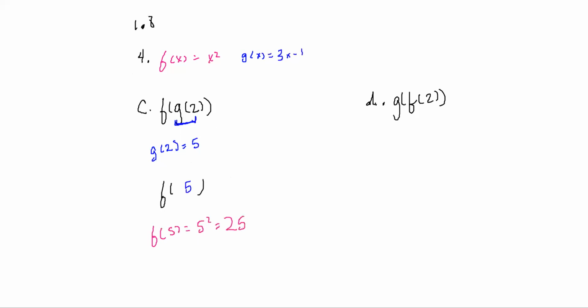So basically, this is just finding equivalencies. So we're going to do the exact same thing over here. If f of 2 is equal to 4, then what this problem is really asking for is g of 4. And g of 4 is going to be 3 times 4 minus 1, so that'll be 11. So that is problem 4 to start with.